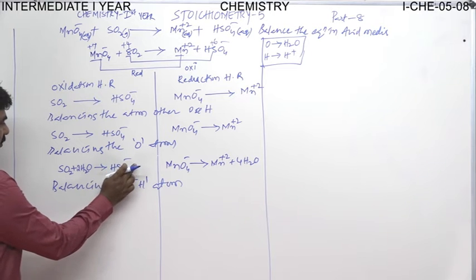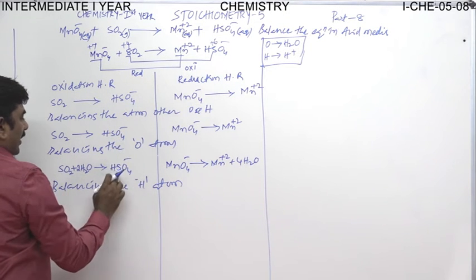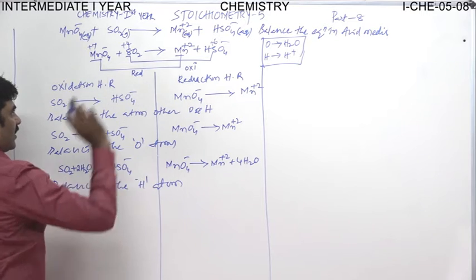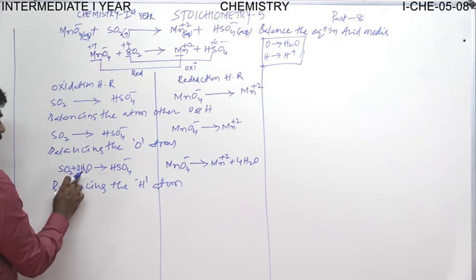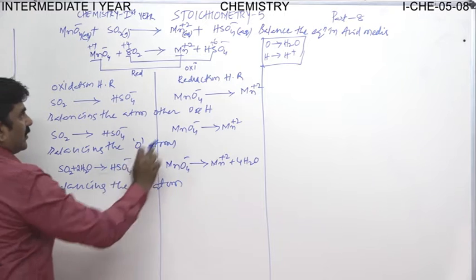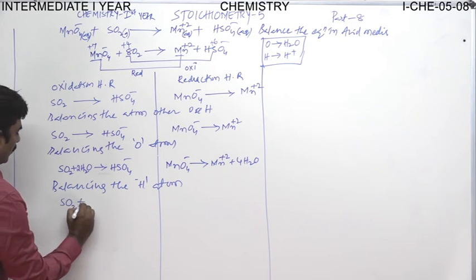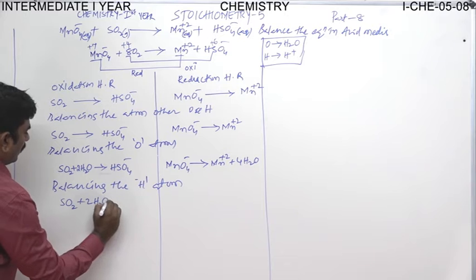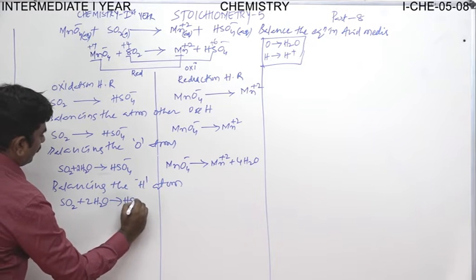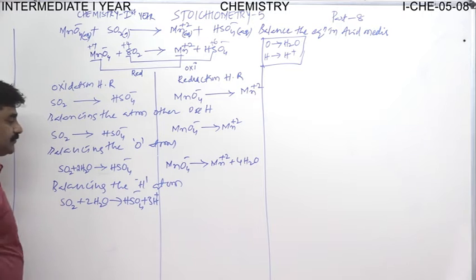So this side 4 hydrogens and this side 1 hydrogen. So 3 hydrogens deficient. So we have to write H plus. How many hydrogens are deficient? 3 hydrogens. We have to write 3H plus. ఇటువైపు 4 hydrogens ఉన్నాయి, ఇటువైపు ఒక హైడ్రోజన్ ఉంది, అంటే ఇటువైపు ఇంకా 3 hydrogens కావాలి. కాబట్టి ఏం రాసుకోవాలి మనం? 3 H plus రాసుకోవాలి. So SO2 plus 2H2O will give HSO4 minus plus 3H plus.